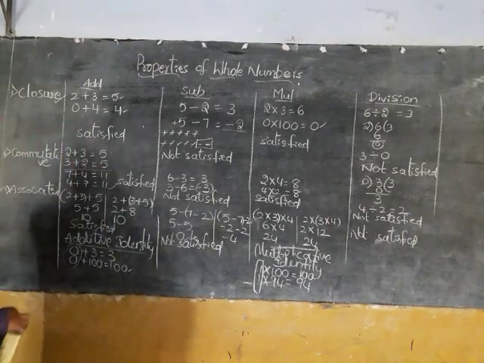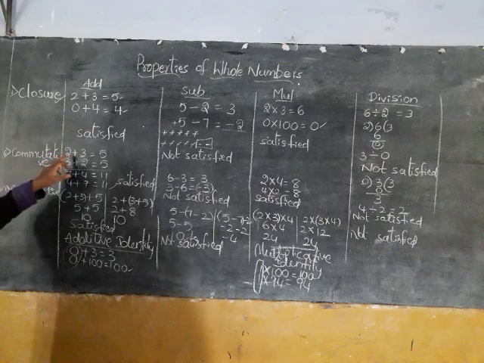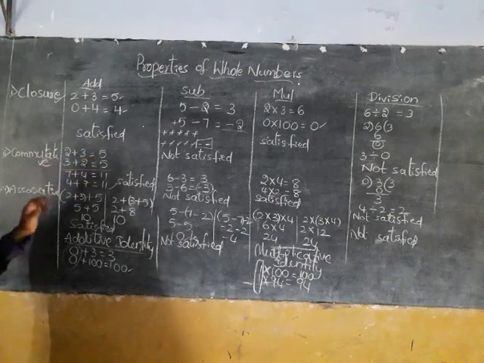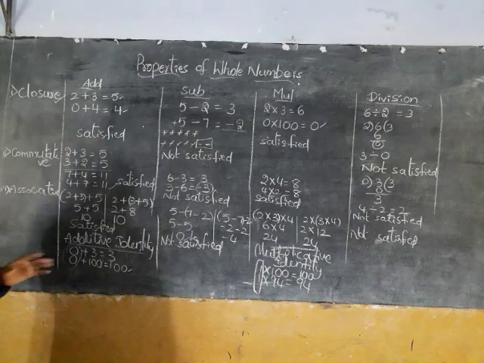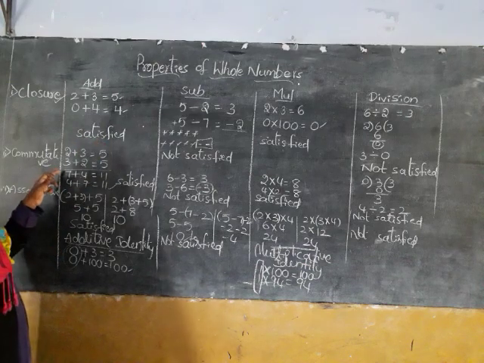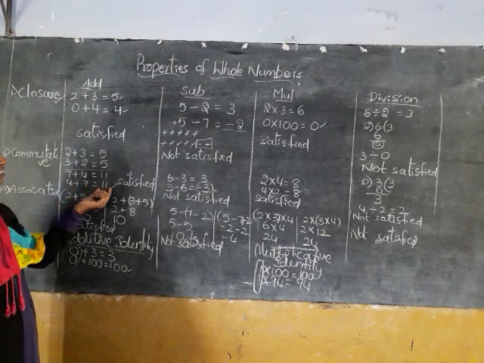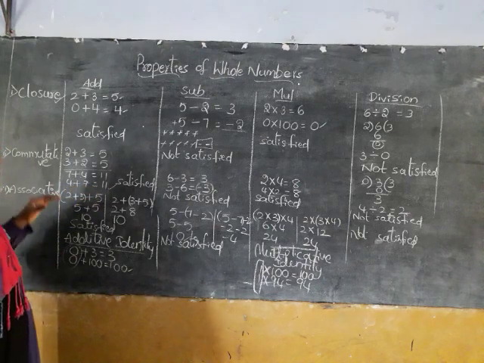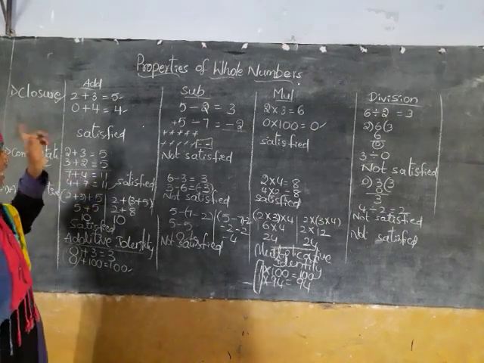Now move to the second property, that is commutative property. You are taking two numbers, 2 plus 3 equal to 5. Whether you interchange the numbers, the answer never changes. 7 plus 4 equal to 11. If you change the numbers, the answer is the same. From this we can say that commutative property is satisfied under addition.